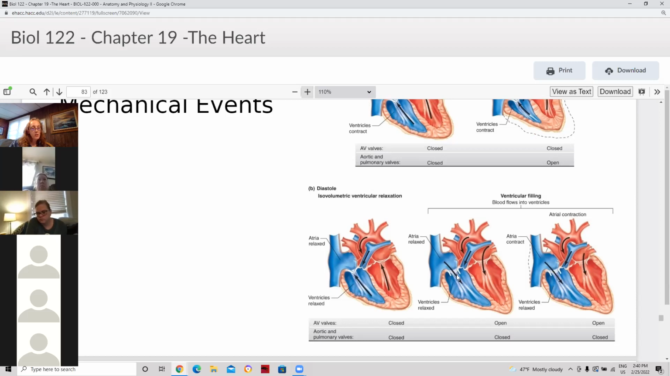At this point, the pressure becomes lower in the ventricles than it is in the atria. And the blood moves and the AV valves open, allowing blood to move into the ventricles again. And then the atria contract. That, you guys, that is the cardiac cycle.